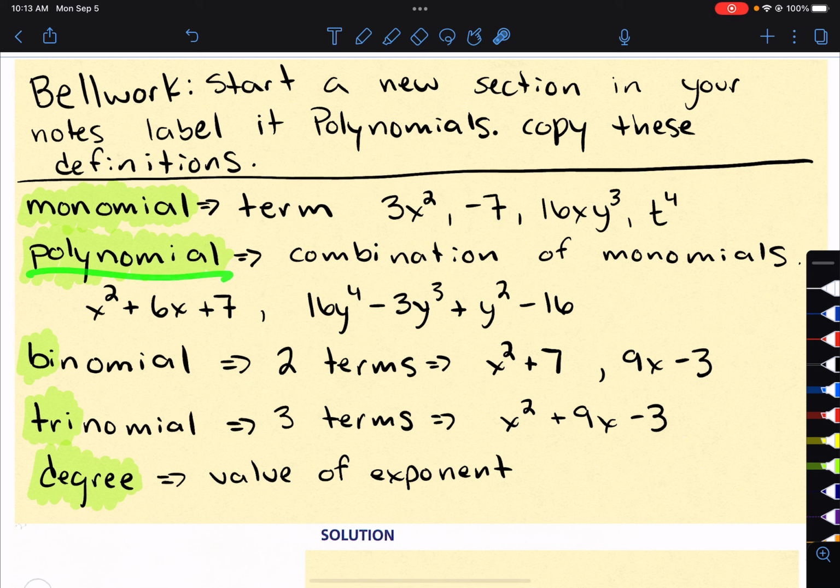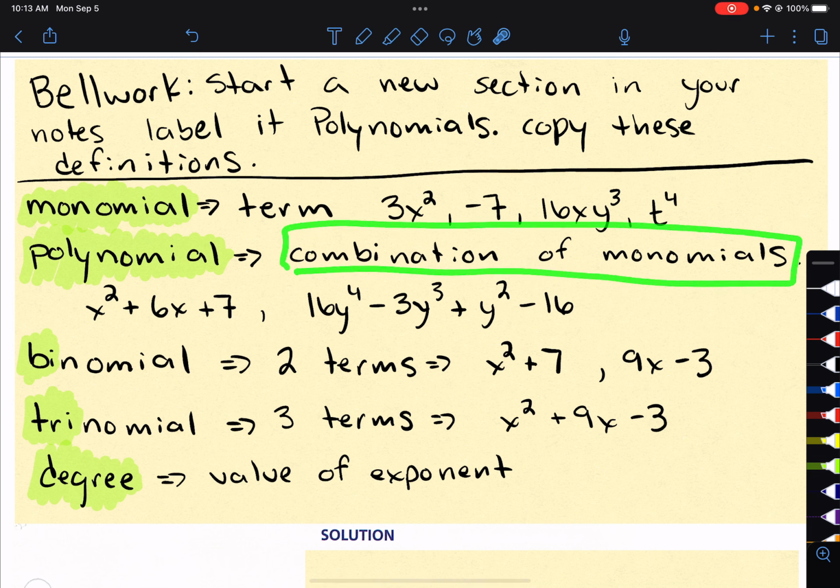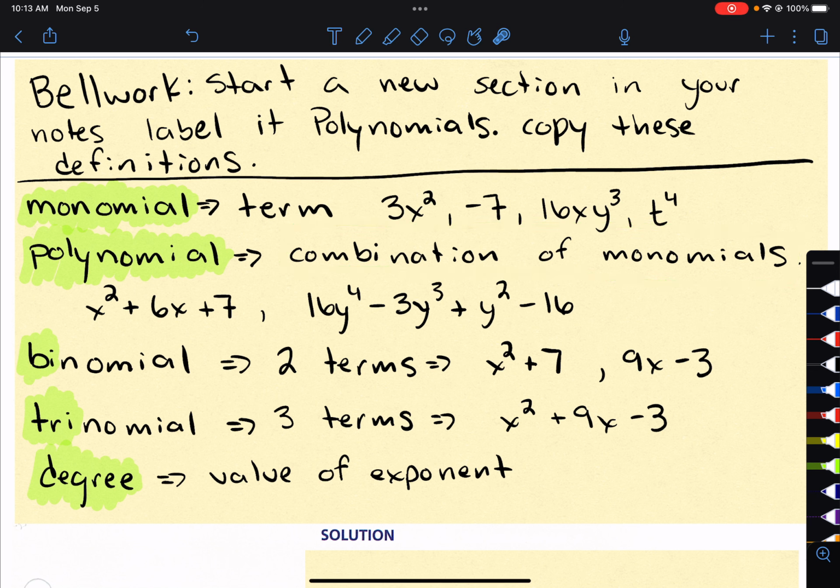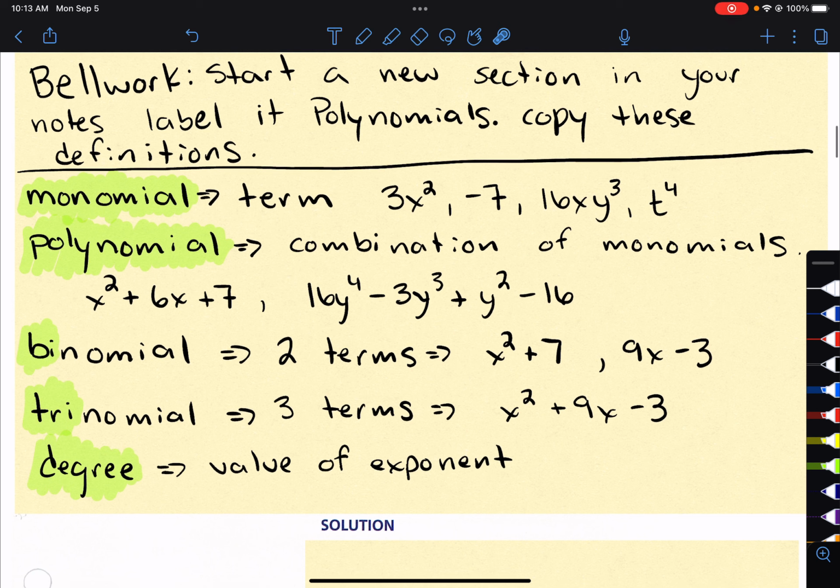Now, a polynomial is a combination of monomials. So if I add a bunch of these together, like x squared plus 6x plus 7 is a polynomial. 16y to the fourth minus 3y cubed plus y squared minus 16, that's a polynomial. And different polynomials, there's some special ones that we're going to work with, and you're going to hear these words a lot in the next couple of weeks.